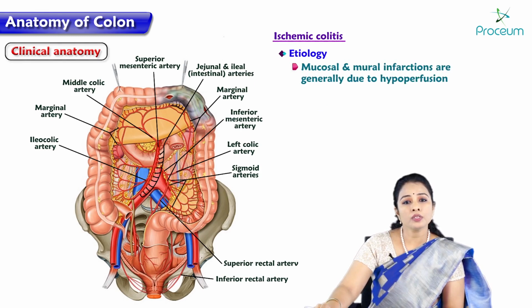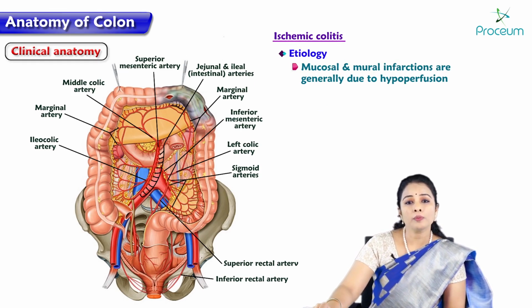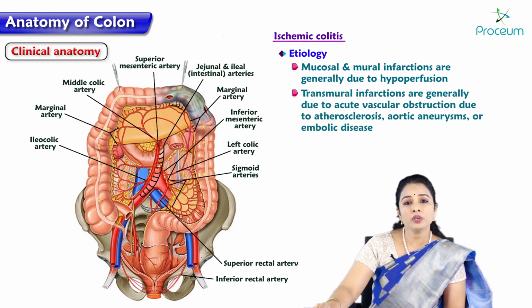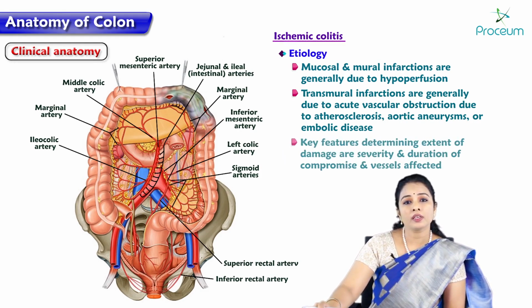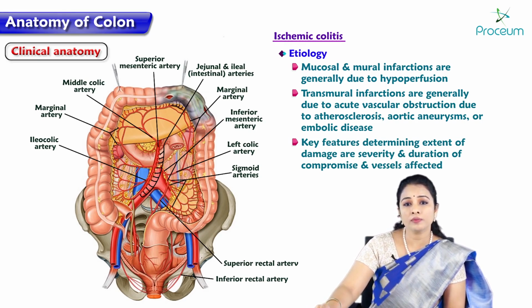Etiology. Mucosal and mural infarctions are generally due to hypoperfusion. Transmural infarctions are generally due to acute vascular obstruction due to atherosclerosis, aortic aneurysms or embolic disease. The key features determining the extent of damage are severity and duration of compromise and vessels affected. So, these are the key features to determine the extent of damage.